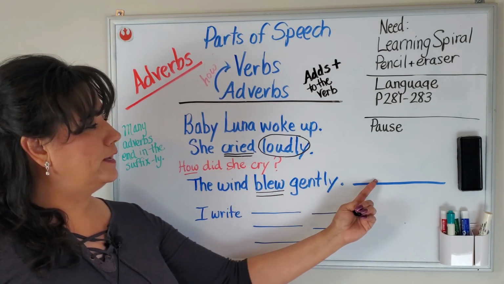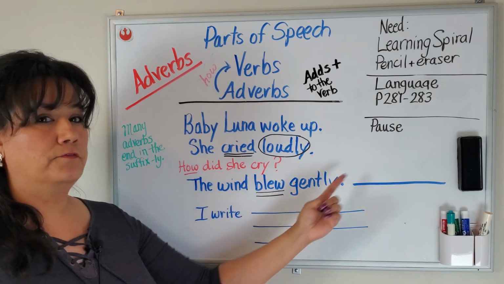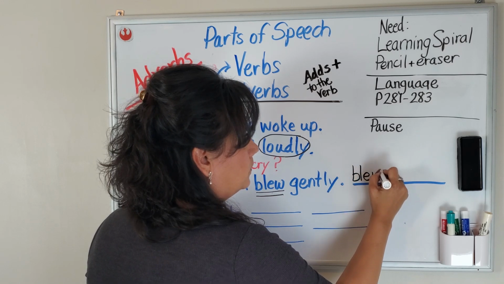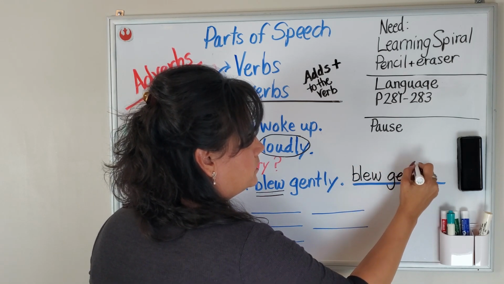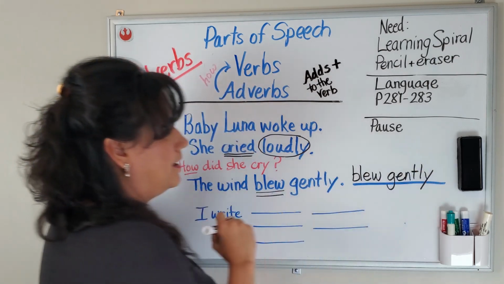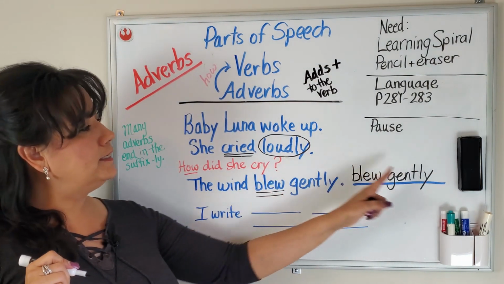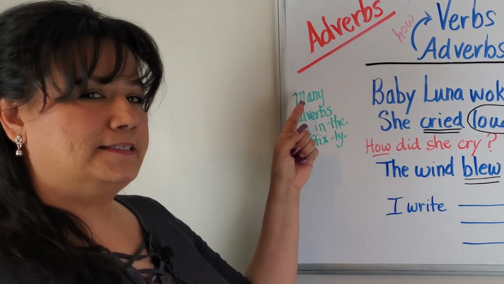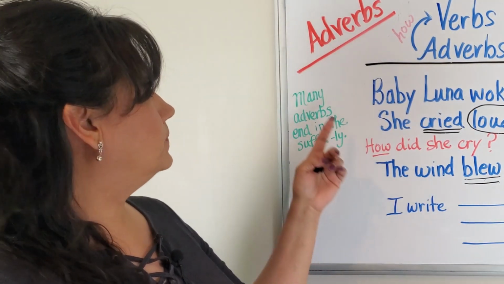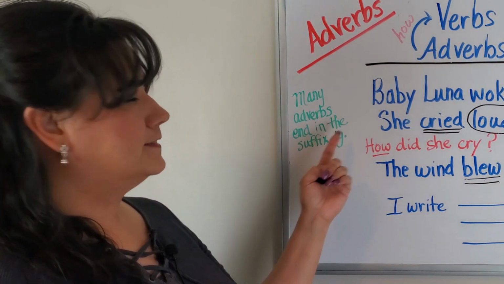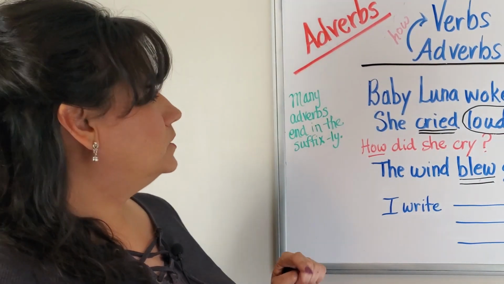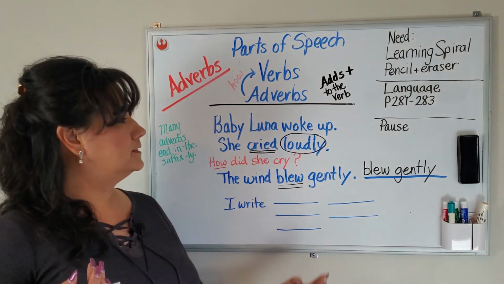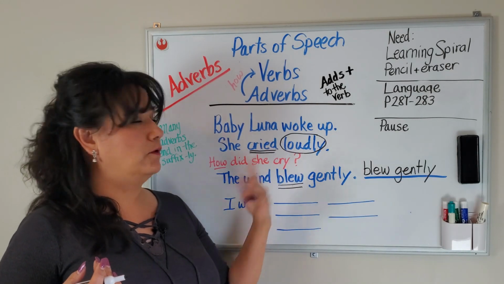So we're going to go ahead and write the verb and the adverb on the line. So the wind blew, and it blew gently. Now, if you'll notice, loudly, gently, I want to make a little note because it's very possible, not always, but many adverbs end in the suffix ly. So not all of them, but you'll notice, as you did with these two sentences, that gently and loudly end with ly.